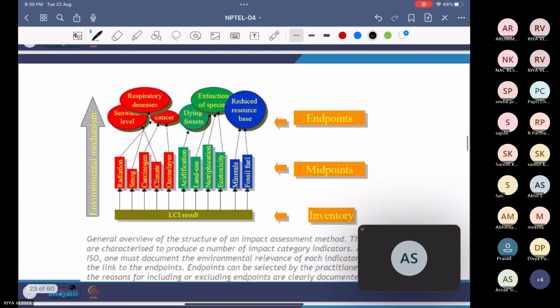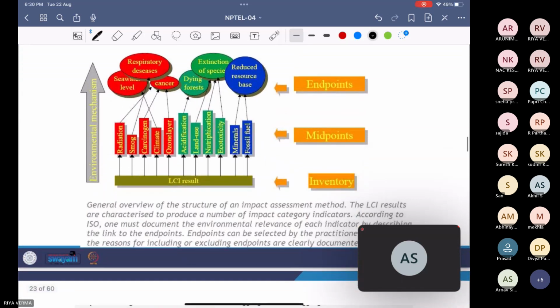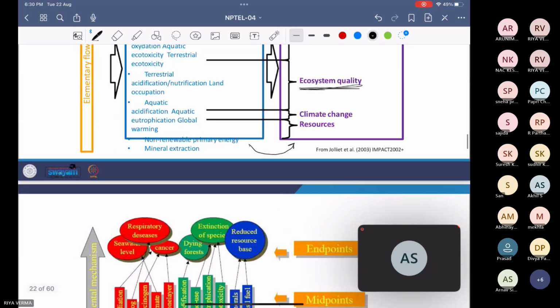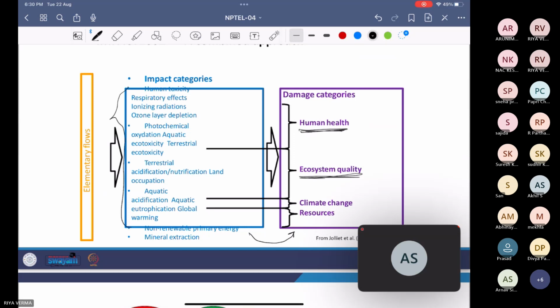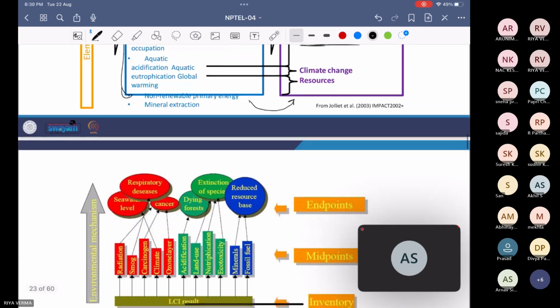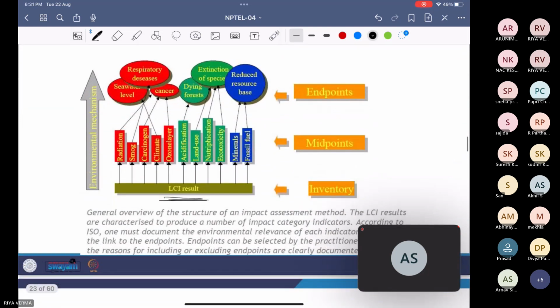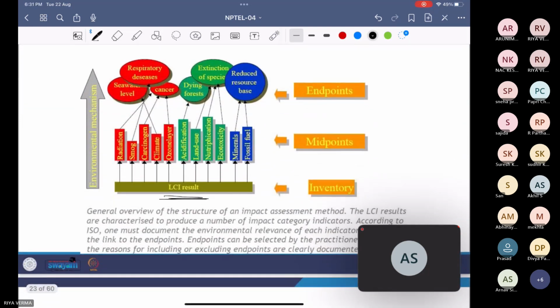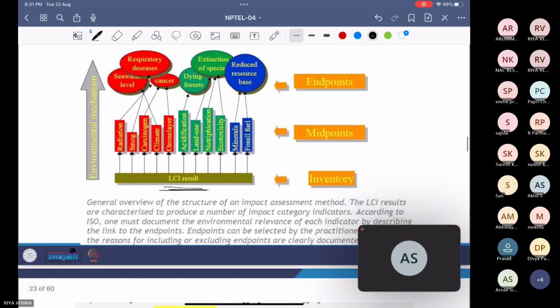Then we have the LCI life cycle inventory results. Then we go towards the midpoints. These are all the midpoints that we get from the life cycle inventory analysis, and we try to convert these midpoints to the endpoints. These are all the midpoints, and these are all the endpoints of this study. So this is the general overview of the structure of an impact assessment method, and these are characterized to produce a number of impact category indicators, as discussed earlier.